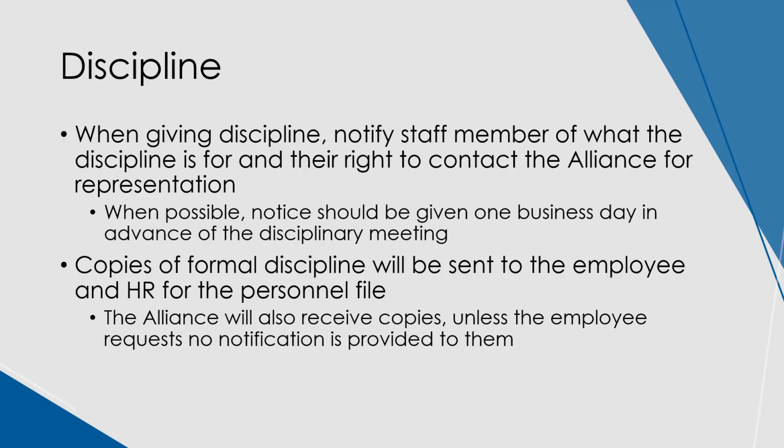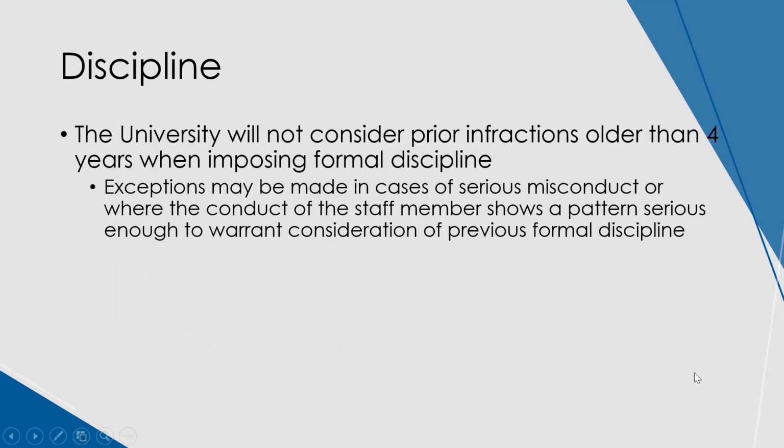Additionally, copies of formal discipline will be sent to the employee and Human Resources for their personnel file. The Alliance will also receive a copy unless the employee requests no notification is provided to the Alliance. The university will not consider prior infractions older than 4 years when imposing formal discipline. However, exceptions can be made in cases of serious misconduct or where a staff member is showing a pattern serious enough to warrant consideration of the previous formal discipline.